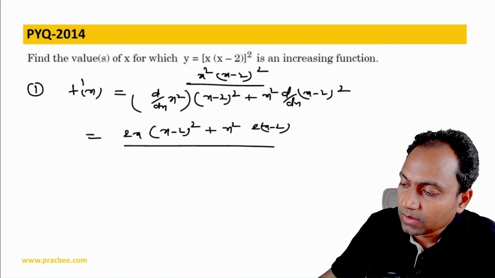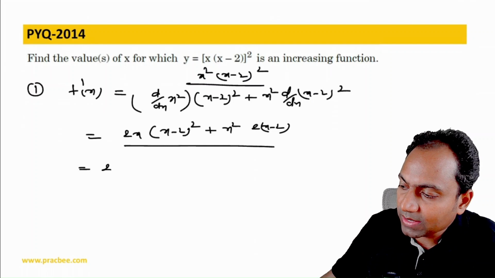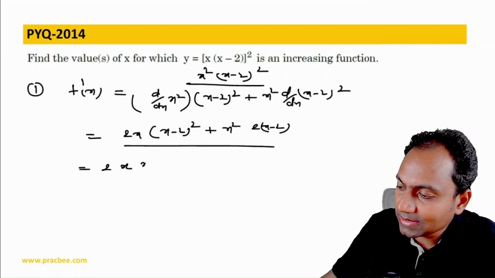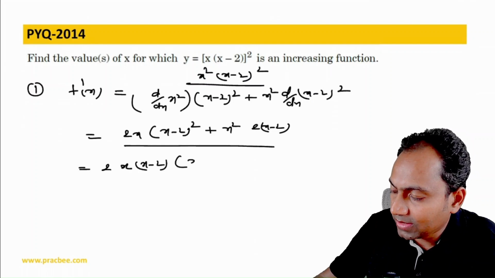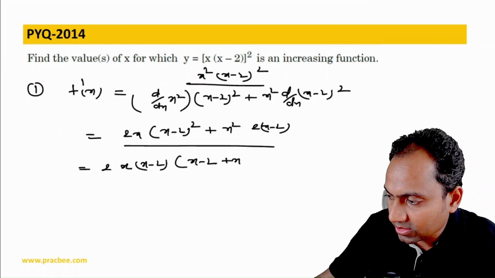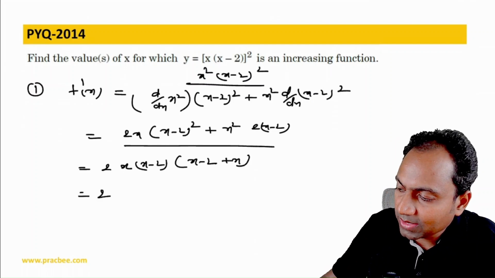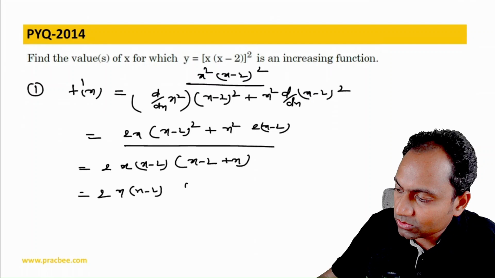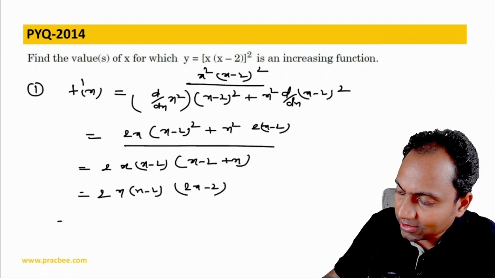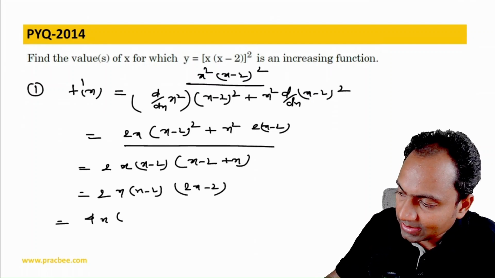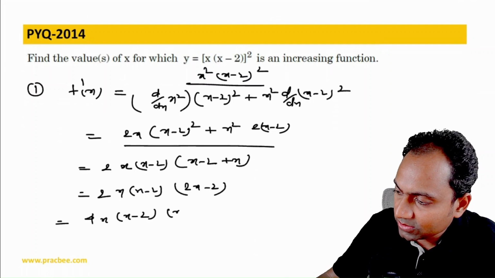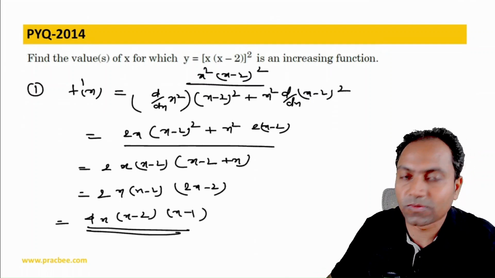Now, what we can do is factorize it. So I can take x and x minus 2 common. What is remaining in the first part is x minus 2. What is remaining in the second part is nothing but x. So what I am getting is x into x minus 2 into 2x minus 2. I can take 2 common. So this becomes 4x into x minus 2 into x minus 1. This is what we are getting.